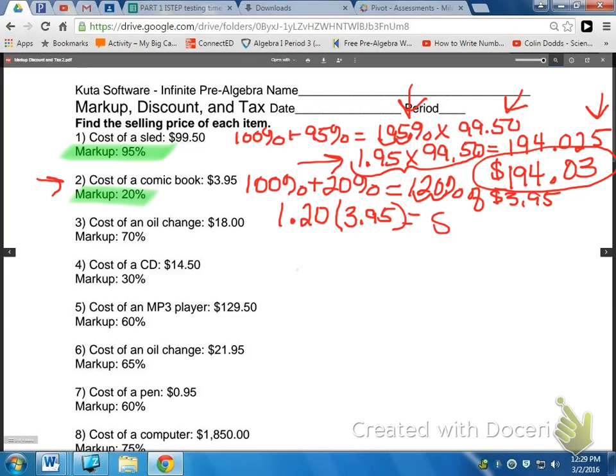Okay, so $4.74 is what you would put. Make sure you don't forget that decimal. So the magazine would be $4.74. Questions about that? Okay, anybody still writing that last problem in red?